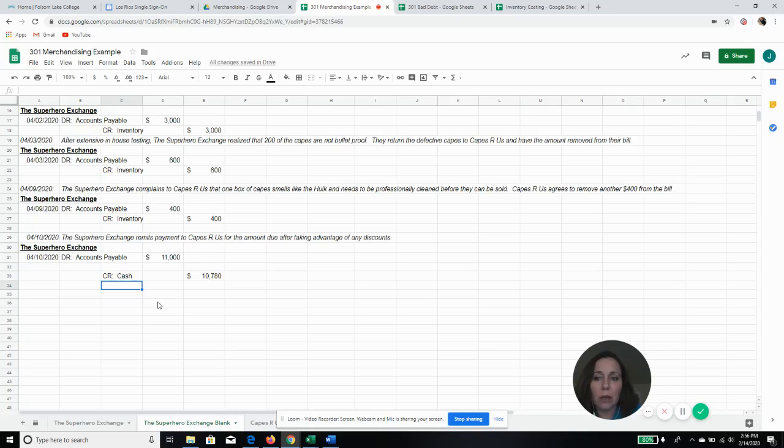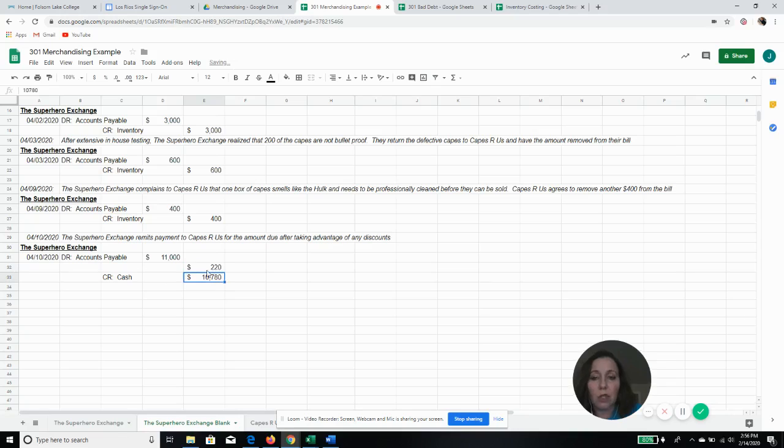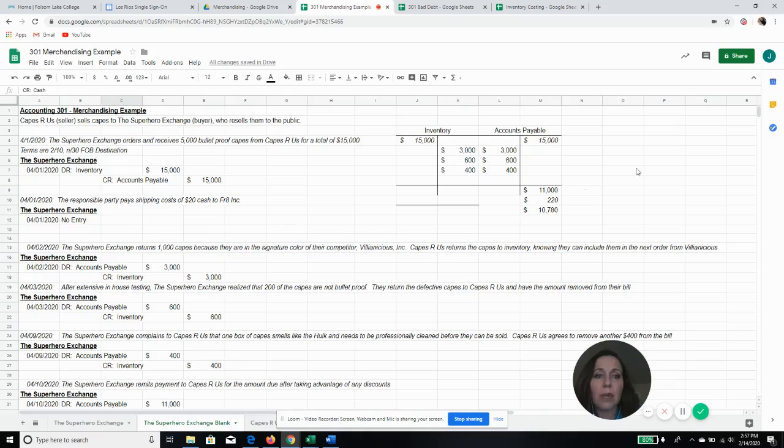Now you can see we have a problem here. Our debits don't equal our credits. We need an additional credit of $220, which is the amount of the discount we took. And we are going to credit that amount to inventory. We credit it to inventory because the value of the inventory should be what we actually paid. We didn't pay that $220, so we need to decrease our inventory by another $220.